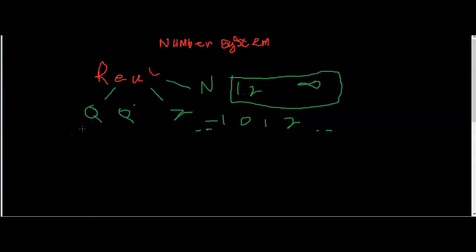Rational is any number that can be written as a fraction. If I ask you, is 10 rational? It's rational. I can rewrite 10 as 10 over 1, okay? Is 7 rational? Yeah, 7 over 1. Is 23.5 rational? Yes, 23.5 can be written as a fraction. What is 23 doubled? 46. So 47 over 2 is 23.5.